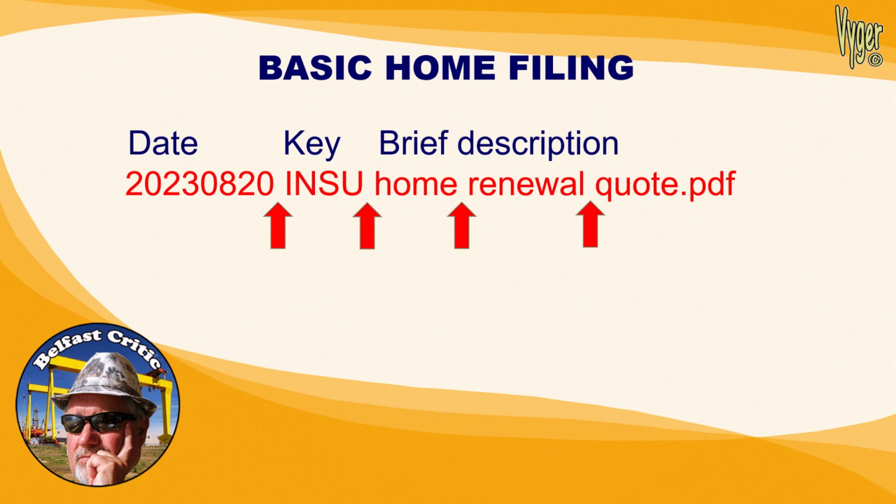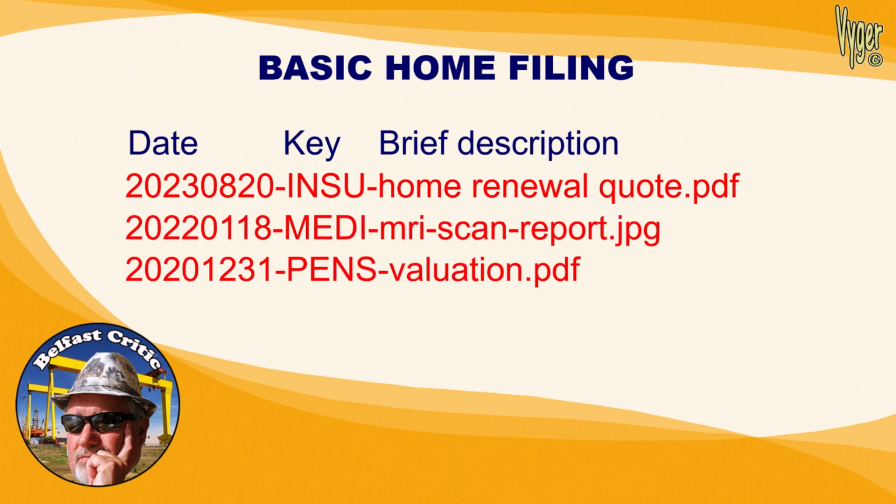Spaces should be avoided in file names, so use separators like hyphen or underscore or a combination of both. More on that later. I prefer the hyphen, but you may prefer the underscore or double underscore. This is how my home filing system names end up looking after I scan them in.